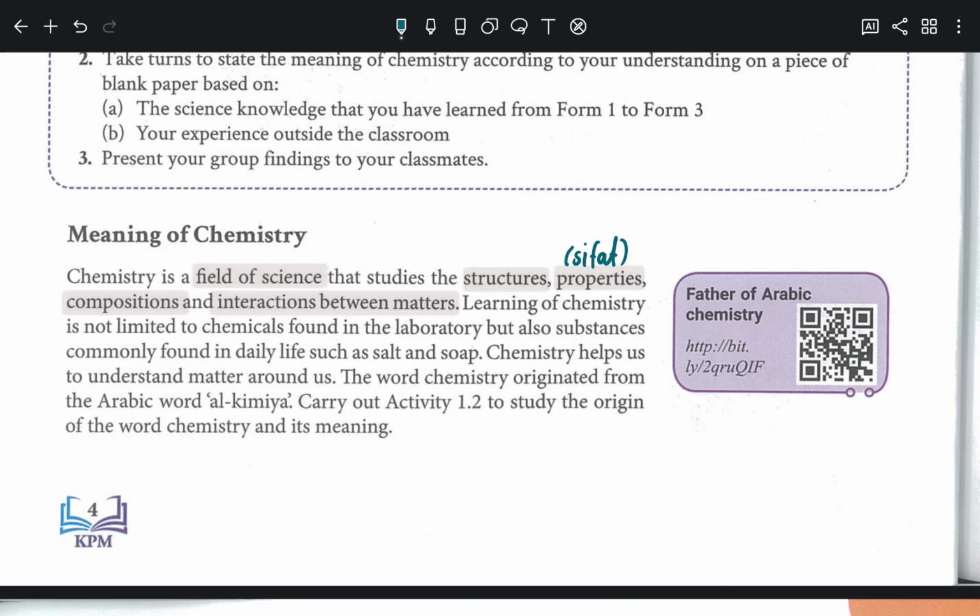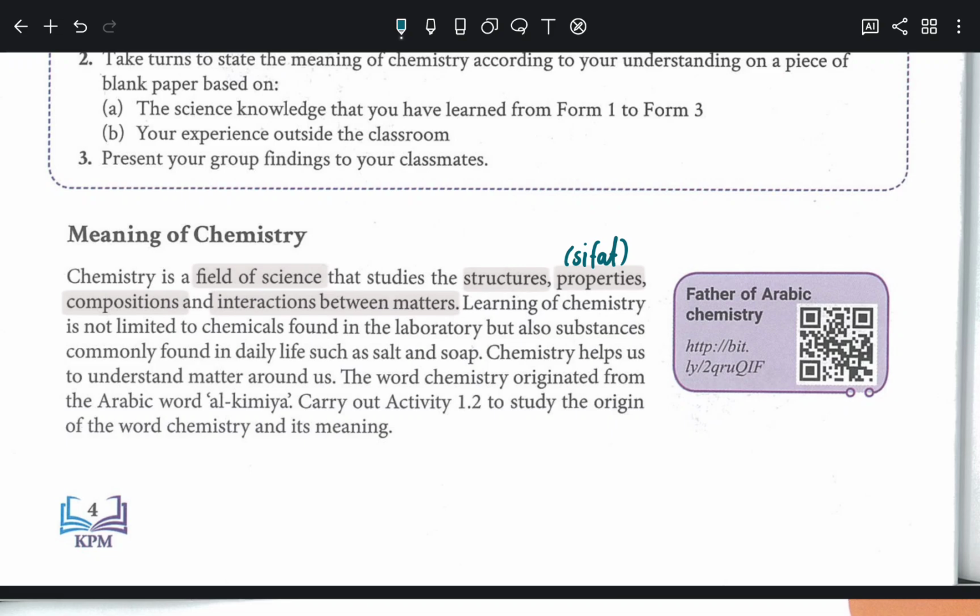And interactions, let's say you have acid, you belajar neutralization in your form 2 science. You have neutralization reaction where your acid reacts with alkaline, right? So it is an interaction. The interaction produces salt and water. So that one is also under chemistry. Faham tak? So chemistry ni banyak. It's a lot, and we can't simply express that by a single word.